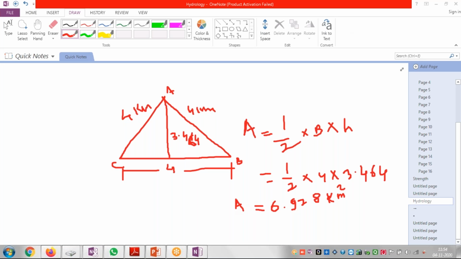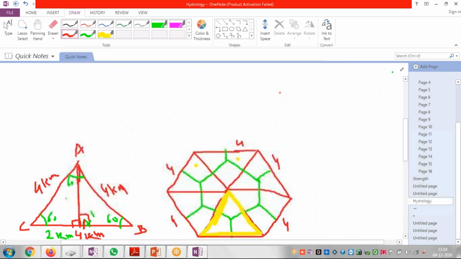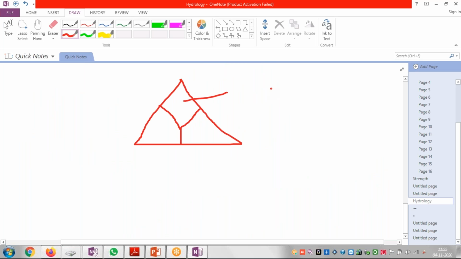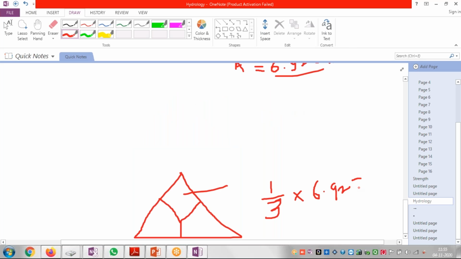Now you come to this point again. See here, this is our triangle, the yellow one. Again, see, this is divided into three equal parts: one, this; second one, this; third one is this one. So if I divide the whole area, I will get 1/3 of this area. This area will be 1/3 of 6.928.